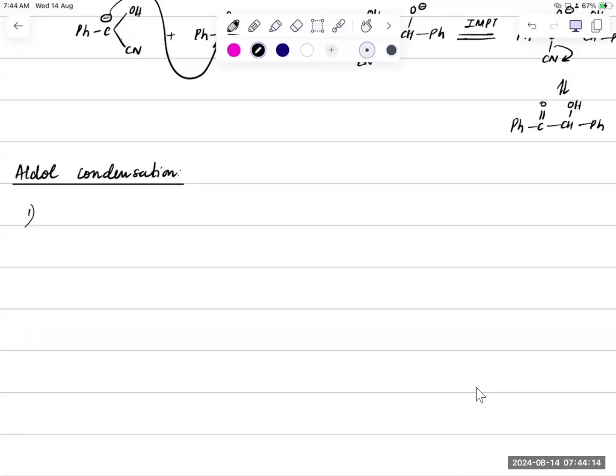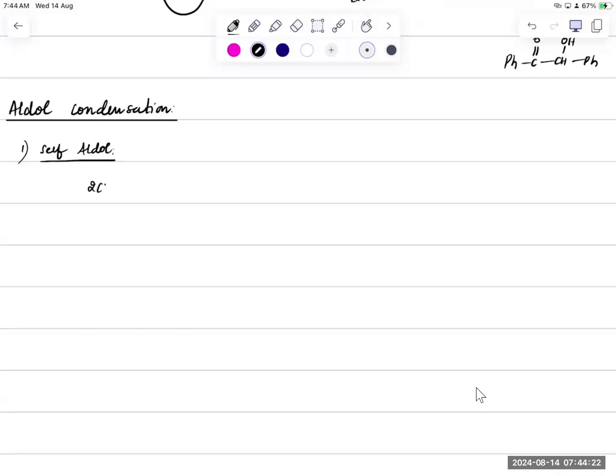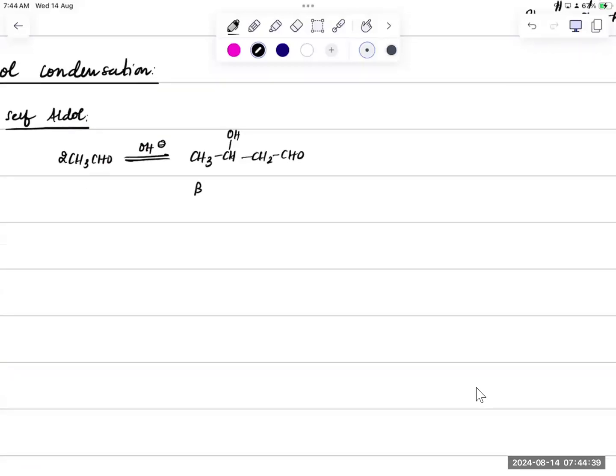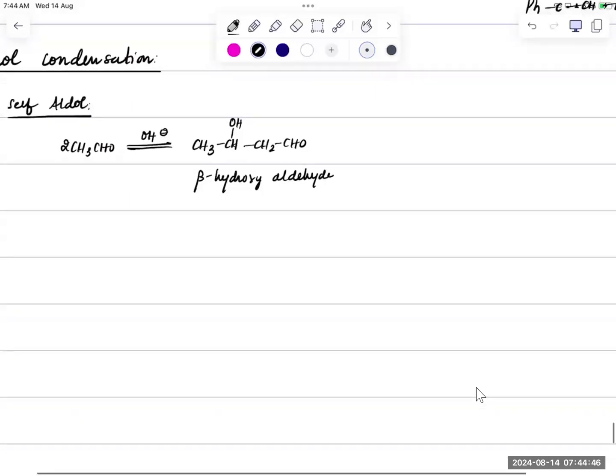Aldol also has a lot of cases, which include self-aldol, between the two molecules themselves. If you have 2 moles of CH3CHO in the presence of OH minus, we will get CH3CHOH-CH2-CHO. This is what we call a beta hydroxy aldehyde, and we call it aldol.